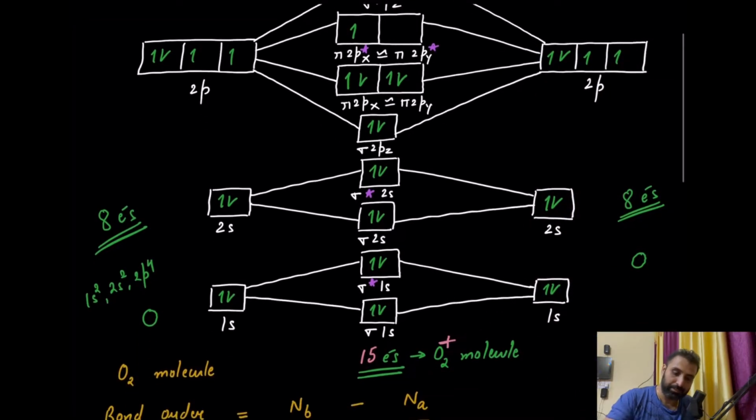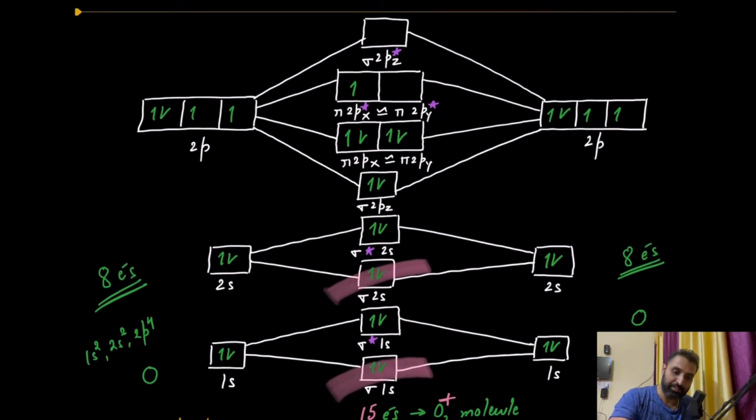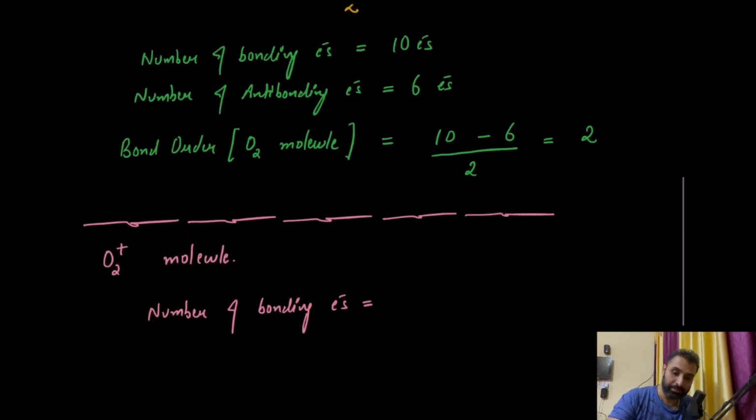Here, let's count them. We got the first 2 electrons in bonding molecular orbital, then 3, 4, then 5, 6, then 7, 8, 9 and 10. So we got 10 electrons in bonding molecular orbitals. Which were the bonding molecular orbitals? Which were not having the star sign. So I'm writing, we got 10 electrons in bonding molecular orbitals.